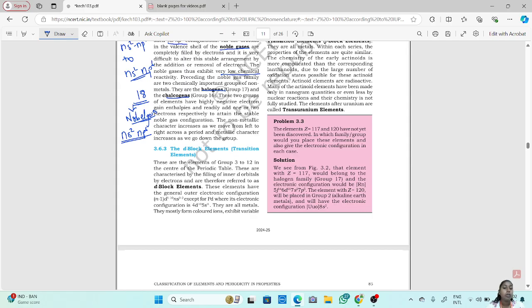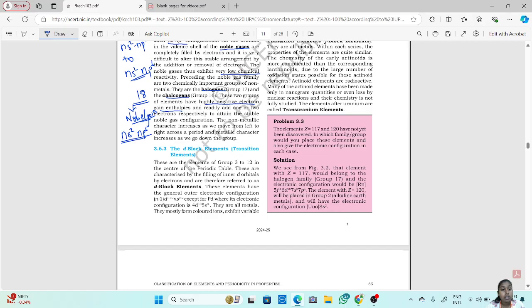In that case, they will take that 1 or 2 electrons from other elements. Because of this, they have highly negative electron gain enthalpy. They can readily accept an electron, because the moment they accept an electron, they will become completely filled. They will attain a noble gas configuration. So because of that, these two are highly important, because they only require 1 or 2 electrons to complete their valence shells.